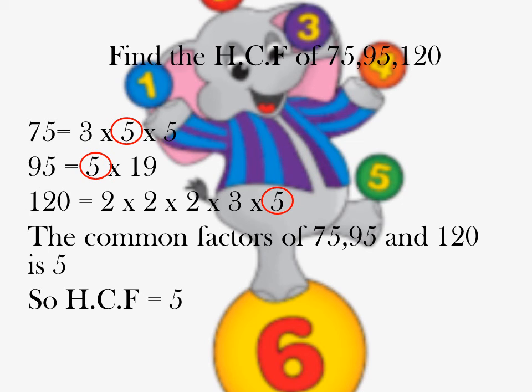75 can be broken down into 3 times 5 times 5. 95 can be written as 5 times 19. And again, if you look at all the numbers, these are all prime factors of their numbers. 120 can be written in the similar form, 2 times 2 times 2 multiplied by 3 multiplied by 5. Now, if you look at the red circles, the common factor of 75, 95 and 120 is 5. So the HCF of all these three numbers is 5.